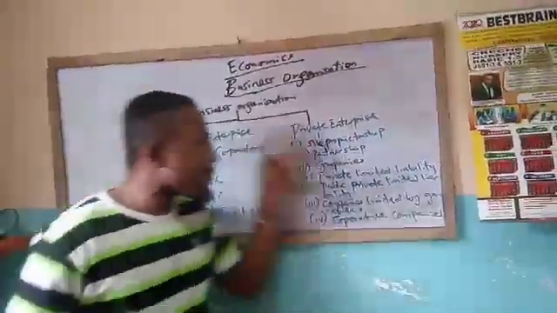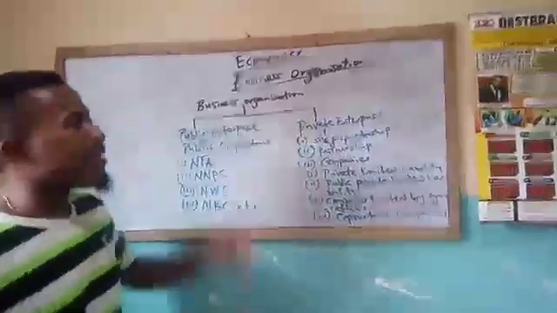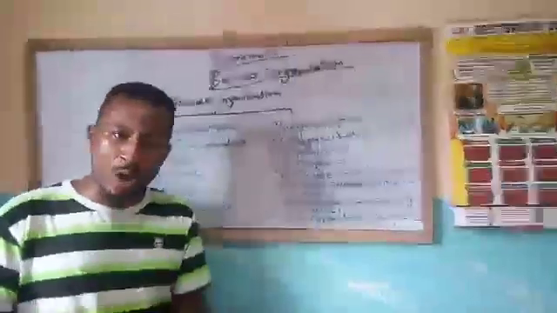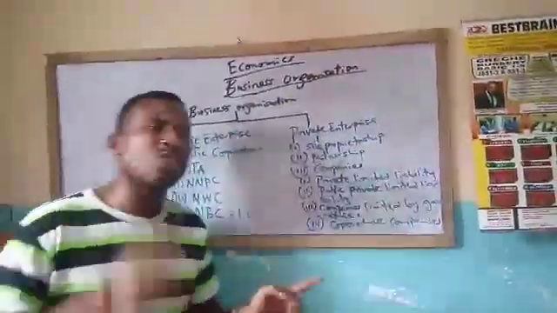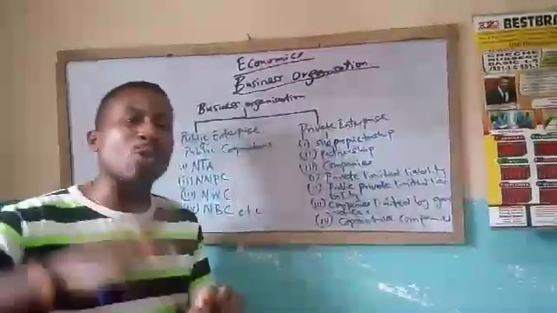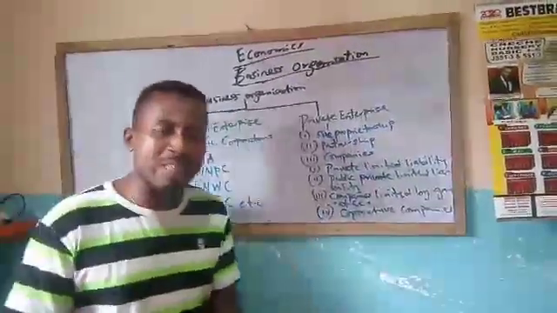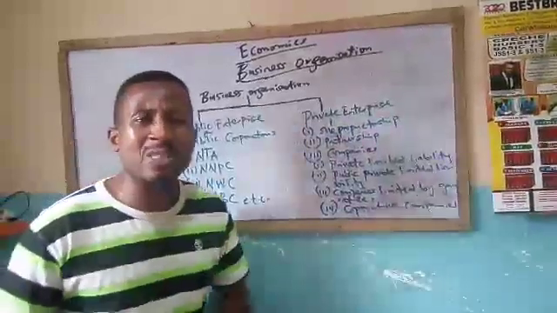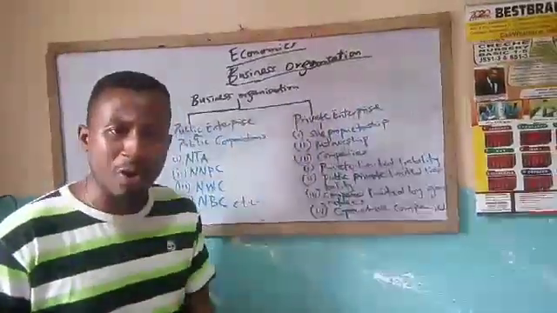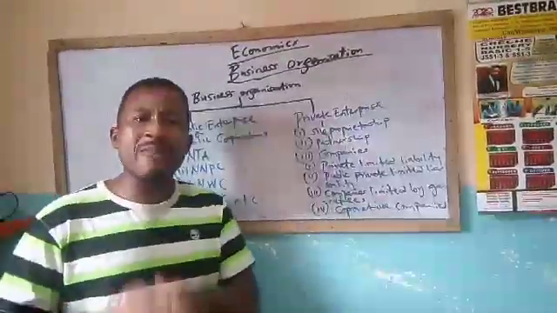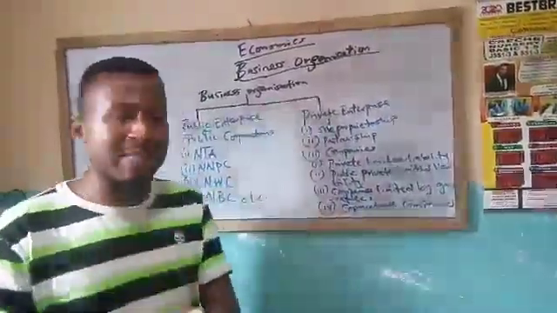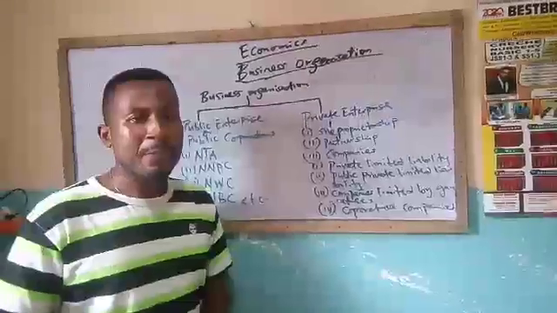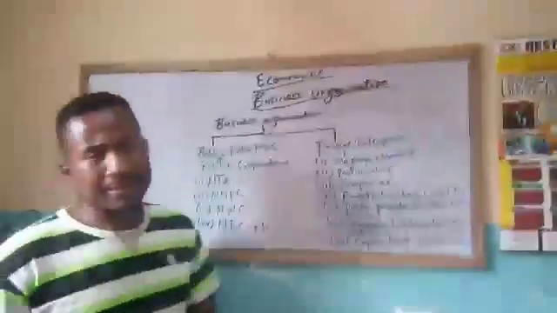Then the next one is partnership. Partnership is a type of business in which more than one individual, or a group of people, from 2 to 20 persons, pool resources together in order to create a business venture for the main purpose of making profits. That is partnership. Then let's talk about company.